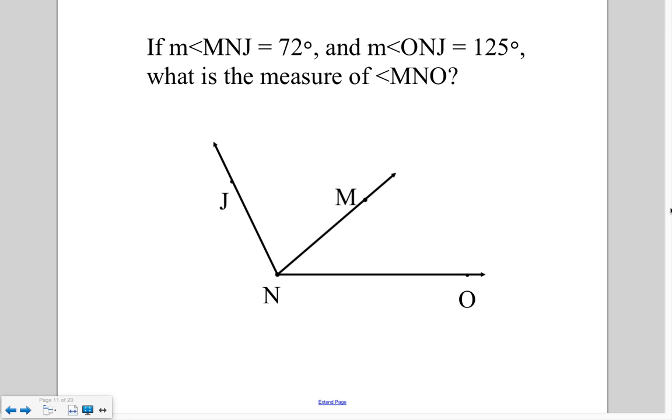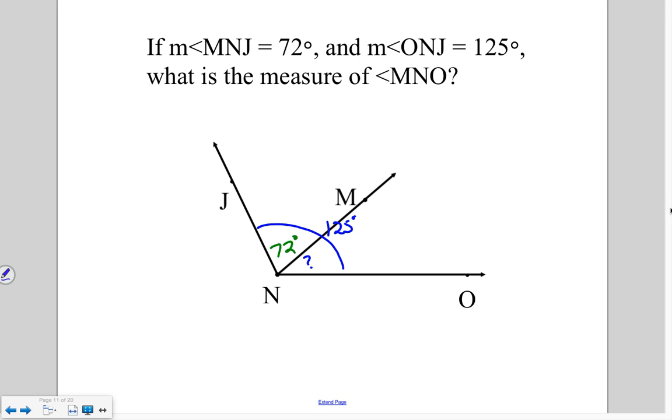All right. If the measure of angle MNJ is 72 degrees, I'm going to write this down. MNJ is 72 degrees, and the measure of ONJ is 125 degrees. So we're talking about the full angle. What is the measure of MNO?